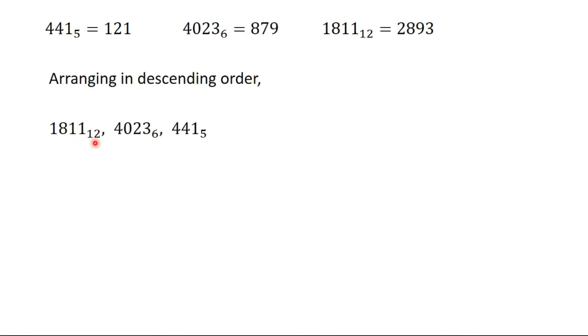1811 base 12 is the biggest. Then the next is 4023. Then the last is 4415, which is the smallest. Remember, if you are supposed to arrange this in ascending order, it will be from the smallest to the highest.